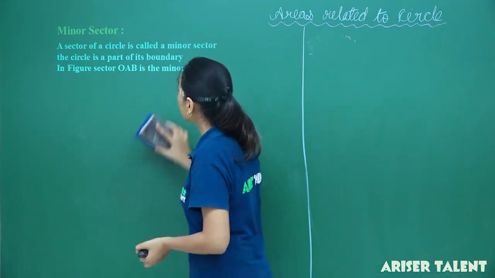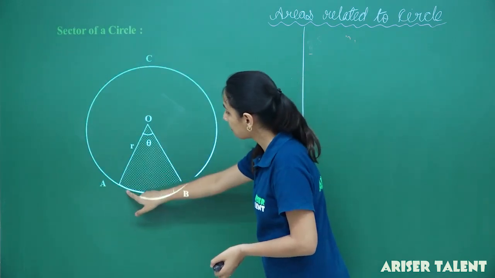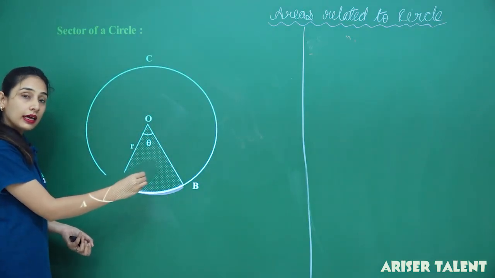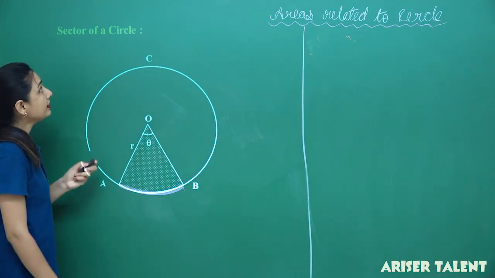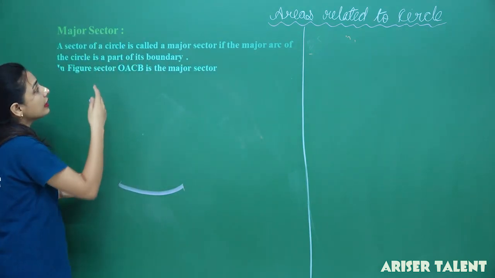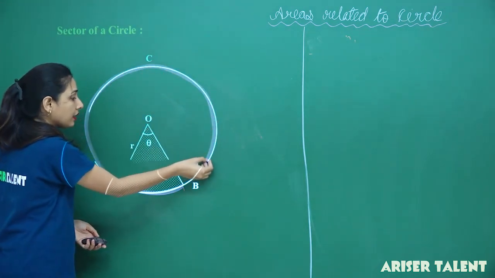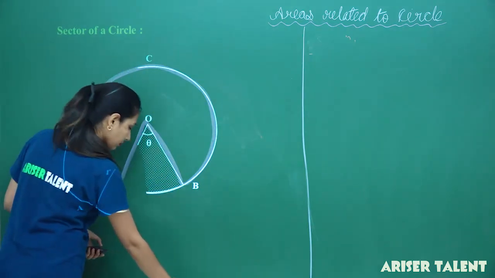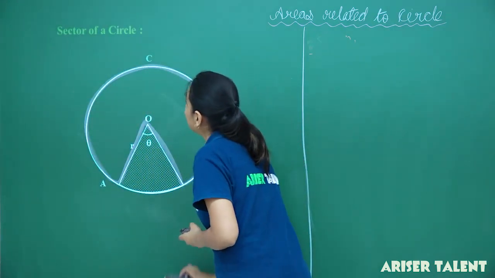A sector of a circle is called a minor sector if the minor arc of the circle is a part of its boundary. This boundary AB, if you consider the shorter way, this AB is what? Shorter arc. So if you consider this short arc, then this will be your minor sector. And then the major sector: the sector of a circle is called a major sector if the major arc of the circle is a part of its boundary. Now in this case the boundary is this, the major boundary. Now this complete portion, other than that, is the major sector. Doesn't it look like a Pokemon? Okay, let's move.